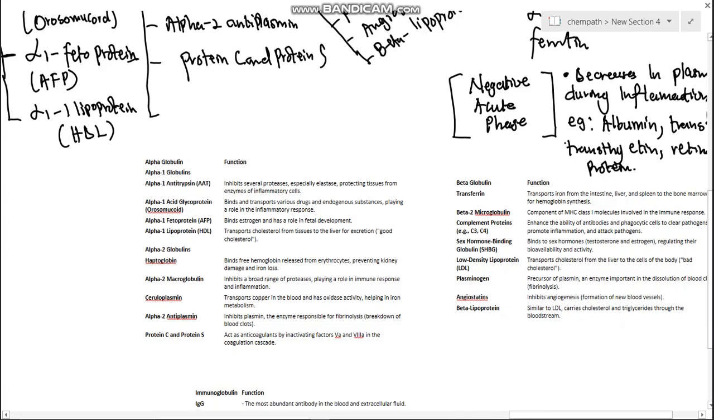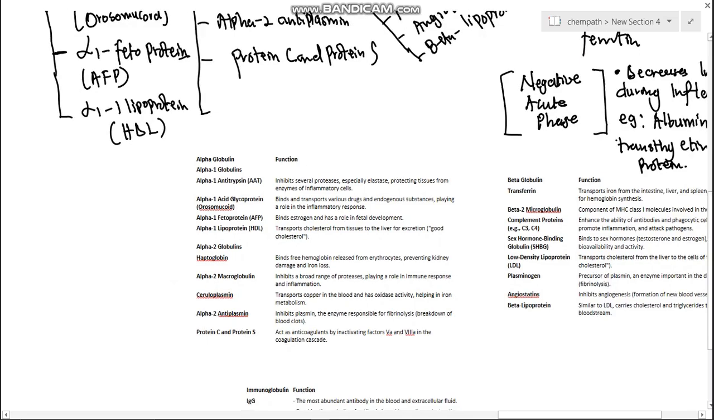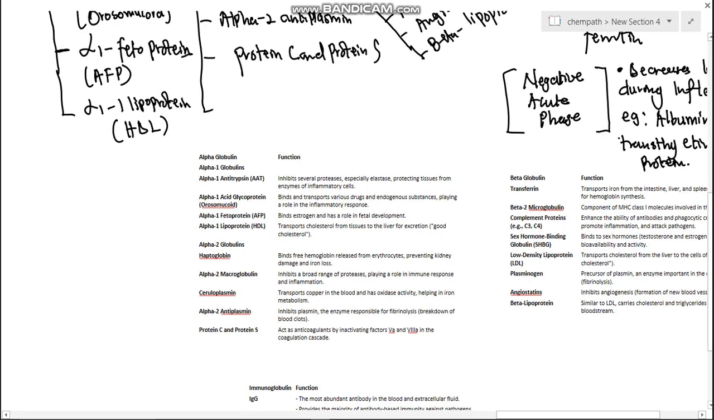Then we have alpha 2 antiplasmin. It inhibits plasmin, the enzyme responsible for fibrinolysis, the breaking down of blood clots. Then we have protein C and S. They are also anticoagulants, inactivating factor Va and factor VIIIa in the coagulation cascade. All these ones, you can read more about them. All that you have to know here is that they are alpha proteins, and you should be able to know them and their functions.